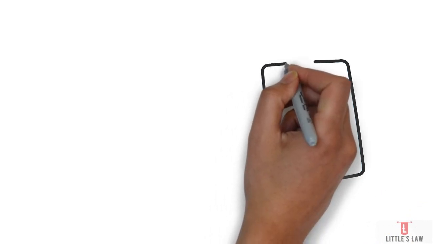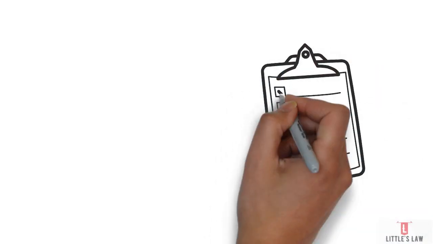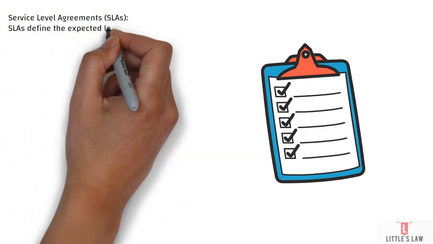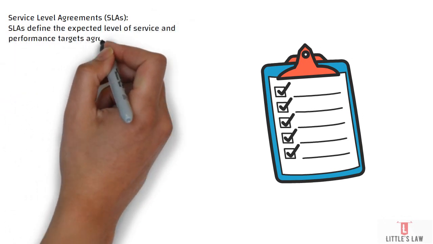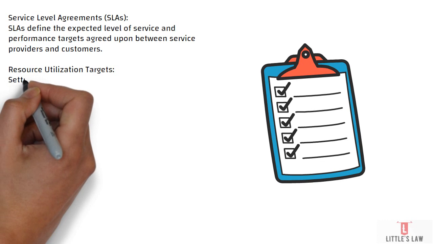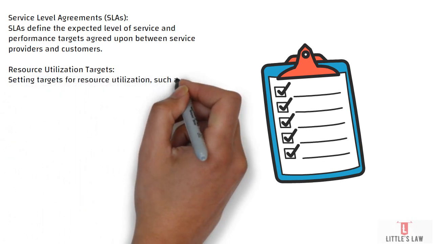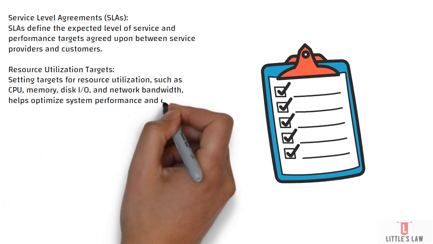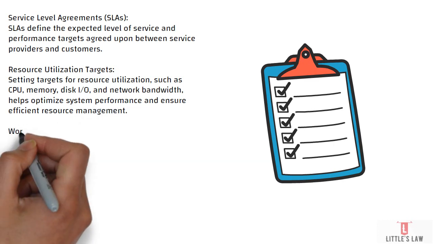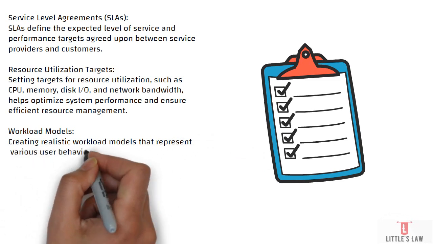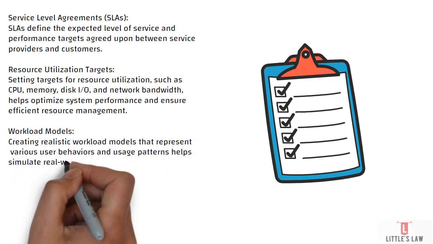So, now moving on to the next set of key points. We have the service level agreements, which we call SLAs. SLAs define the expected level of service and the performance targets agreed upon between service providers and the customers, and the performance criteria should be defined to meet or exceed the SLAs to ensure customer satisfaction and maintain the contractual obligations. For example, we might have an SLA with a customer stating that the website uptime must be 99.9% and that the pages should load within 2 seconds under normal traffic conditions.